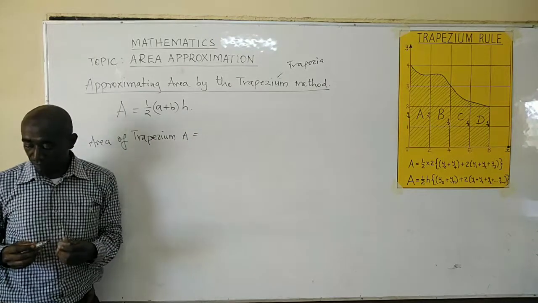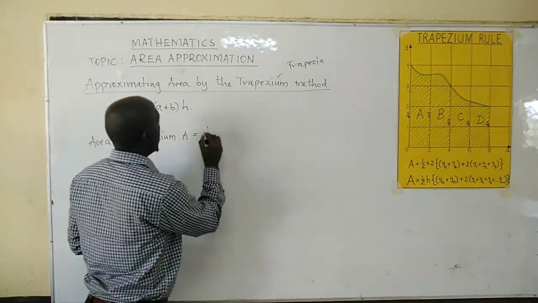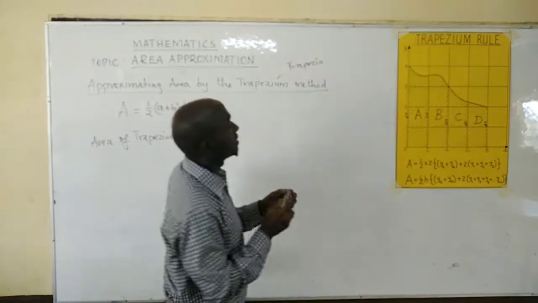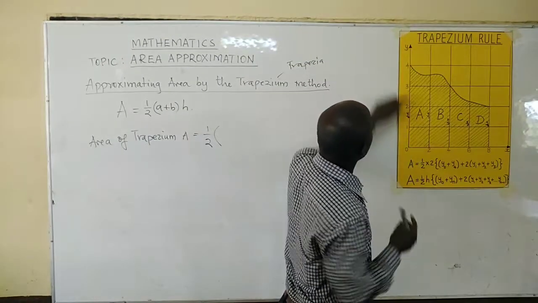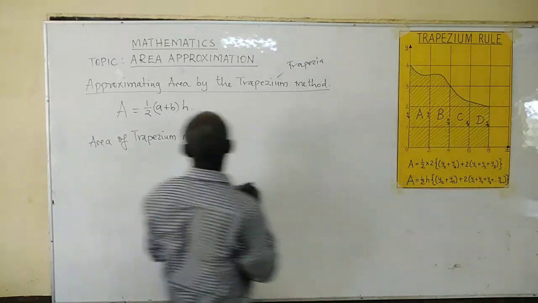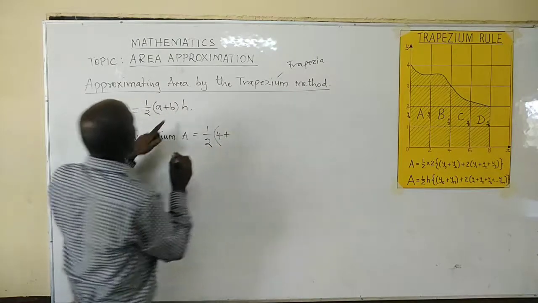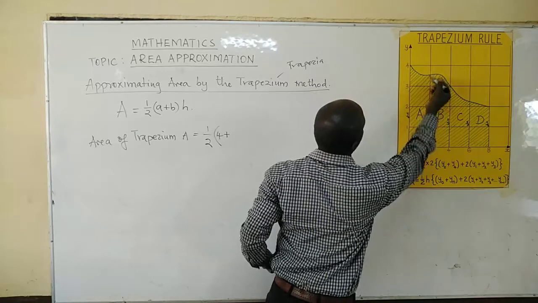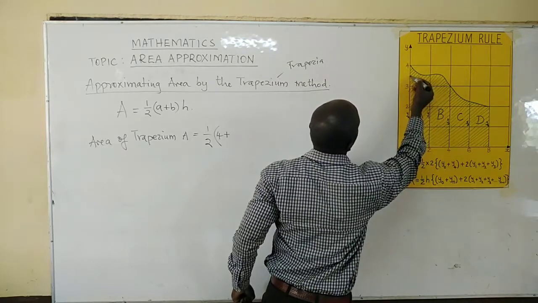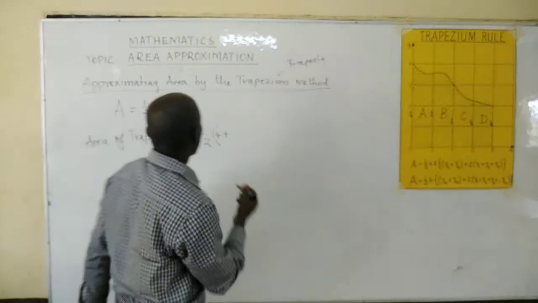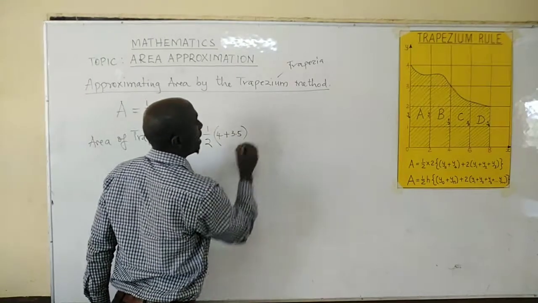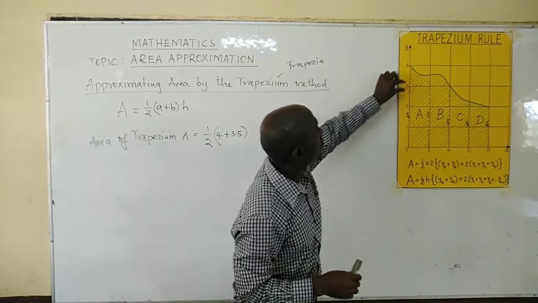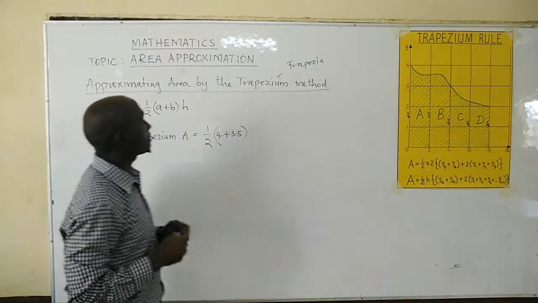Area of trapezium A: the formula is a half, into brackets, A plus B, where A and B are the parallel sides. This is a parallel side, so this one is 4 units, plus B is this distance. This distance is approximately 3.5. So we can say 3.5. Remember, I don't have small squares here, but in a graph, you count the small squares to be more accurate.